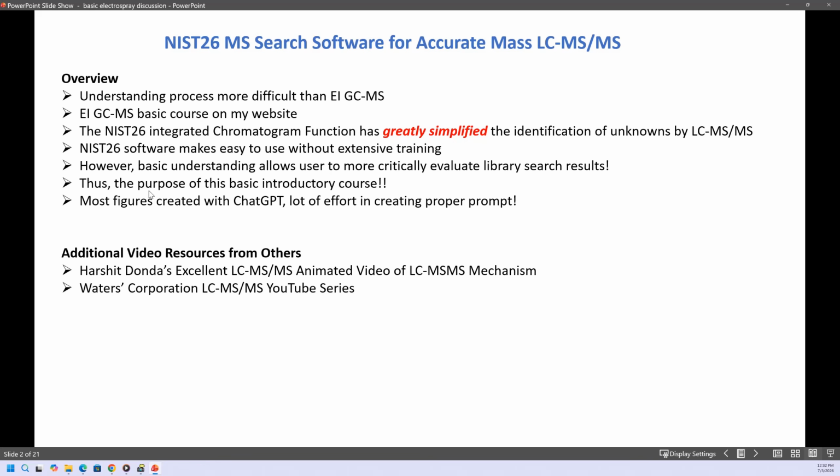basic introductory course. Most figures were created with ChatGPT, but I had to put a lot of effort into creating proper prompts to get them to display properly. If you don't understand my particular description or understanding of LC-MS/MS, you might take a look at the two excellent videos that I have on my website as resources, the first and second shown below.